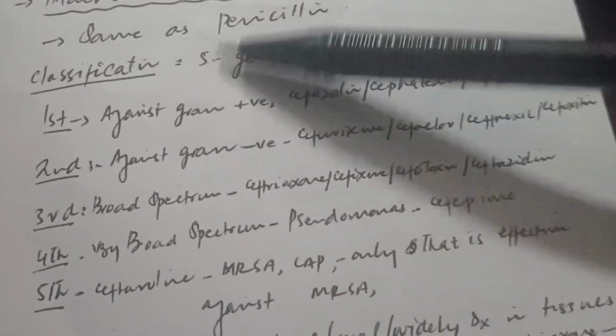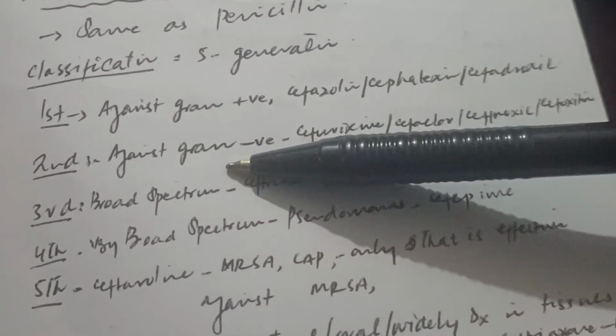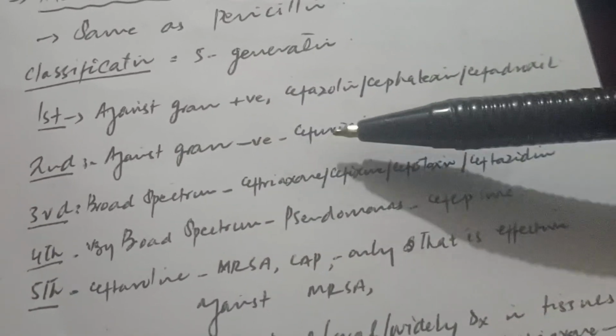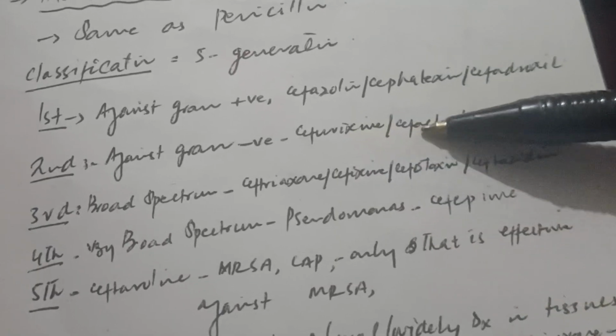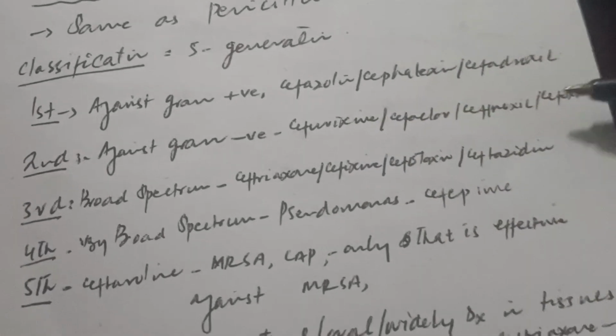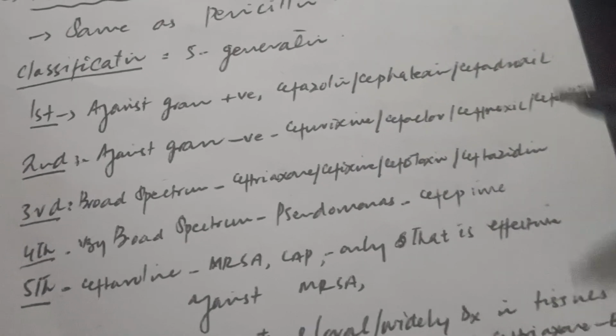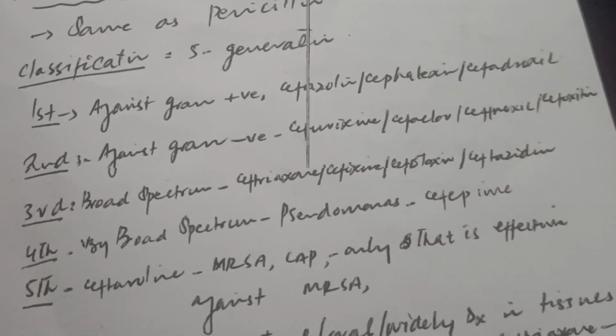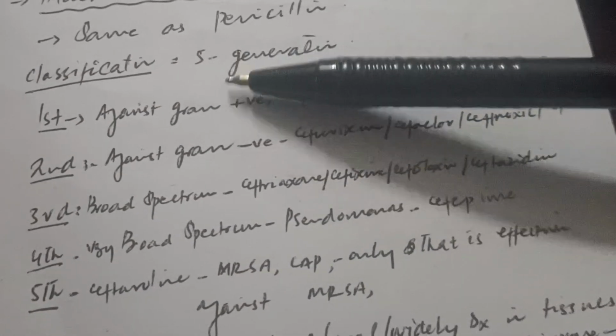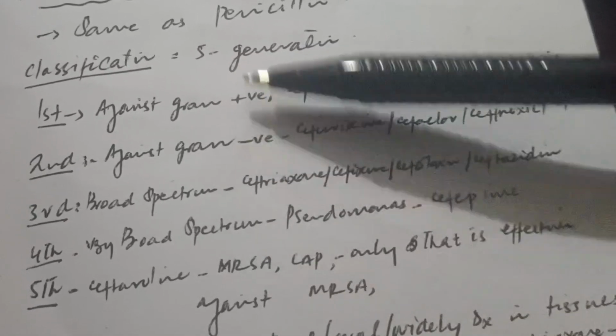The second generation antibiotics covered the gram-negative bacteria. The antibiotics in this group are cefaclor, cefprozil, cefuroxime, and cefoxitin. These are the antibiotics in the second generation cephalosporin. Now, as we go from first to the last, the spectrum of activity of these antibiotics increases.